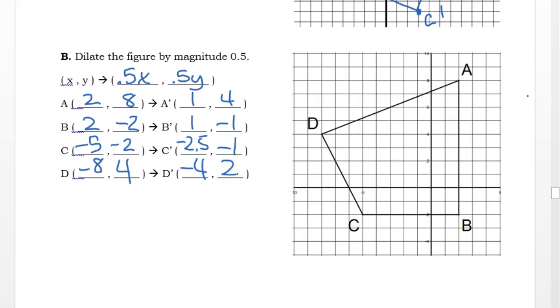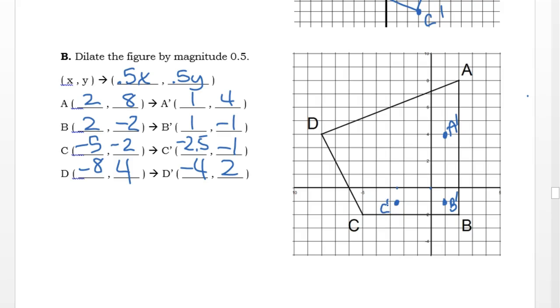So we can plot all of these points from the origin. 1, 4 is 1 right, 4 up. Here's my new A. 1, negative 1 is 1 right, 1 down. So here's my new B. Negative 2.5, negative 1 means 2.5 to the left, and then 1 down. So here is my new C.